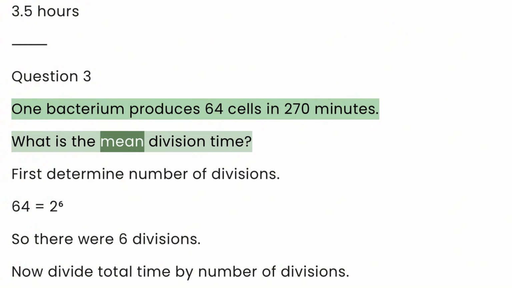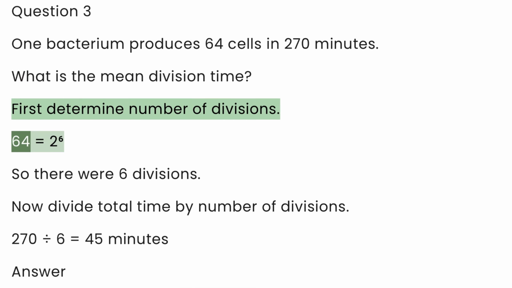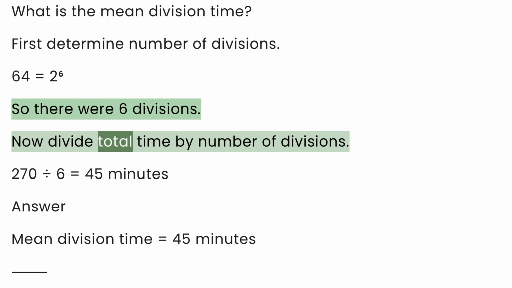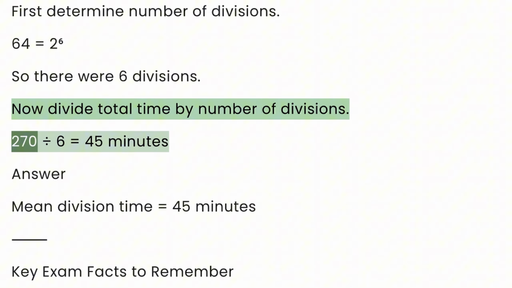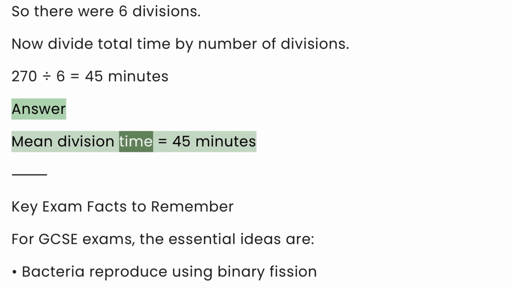Question 3. One bacterium produces 64 cells in 270 minutes. What is the mean division time? First determine the number of divisions. 64 equals 2 to the power of 6. So there were 6 divisions. Now divide total time by number of divisions. 270 divided by 6 equals 45 minutes. Answer. Mean division time equals 45 minutes.